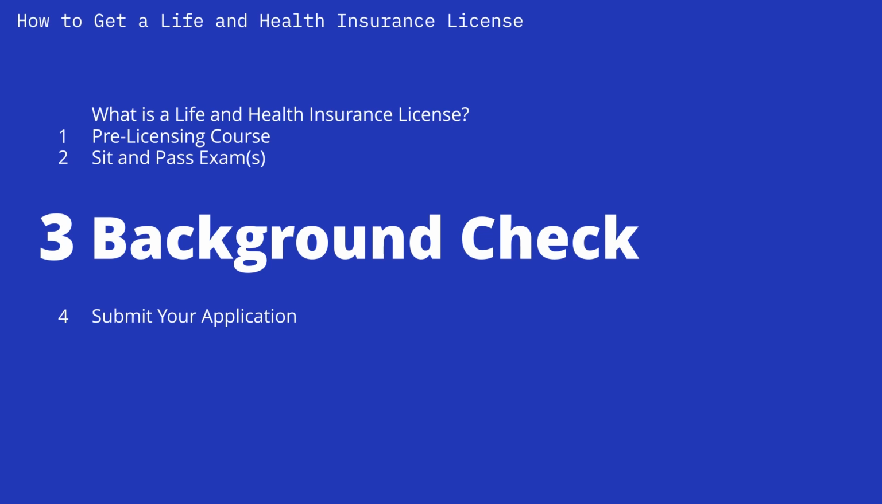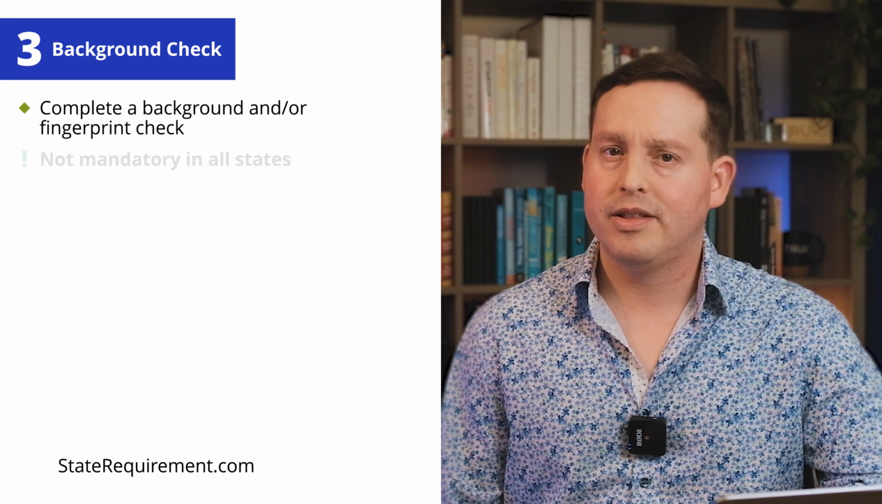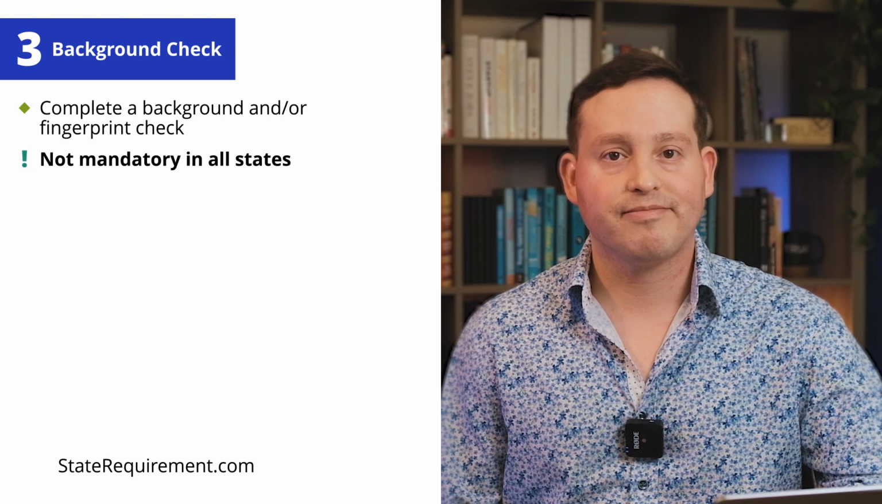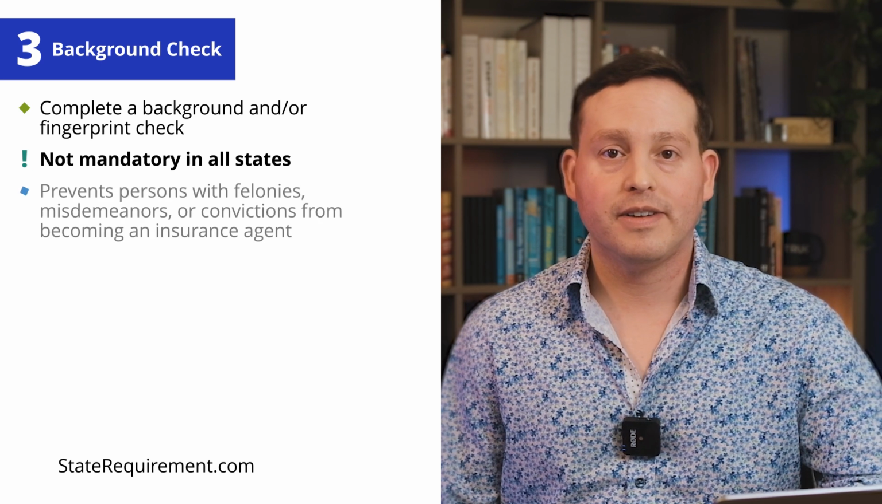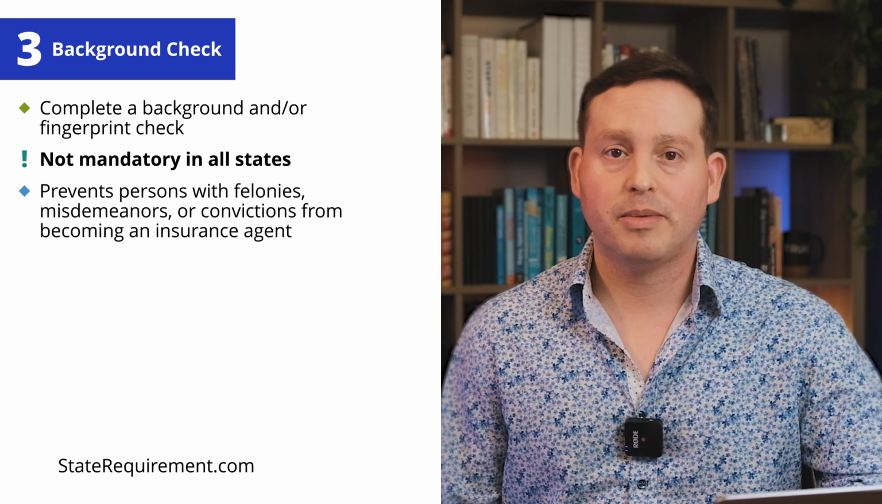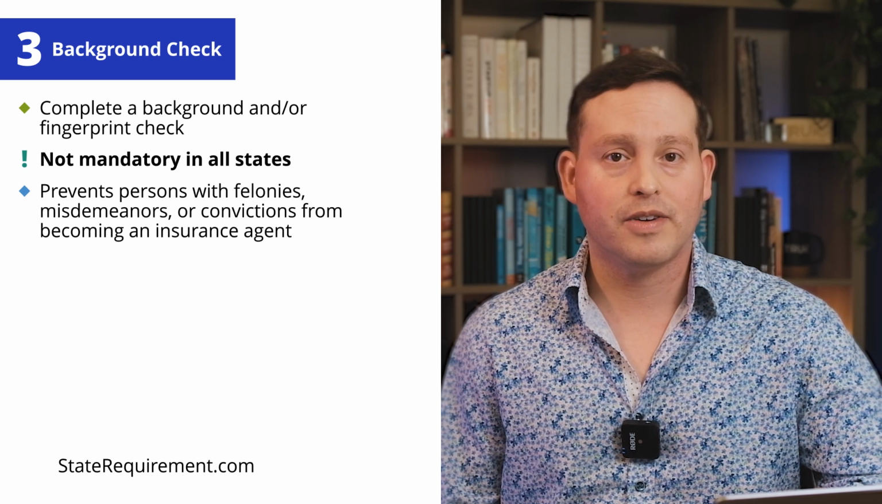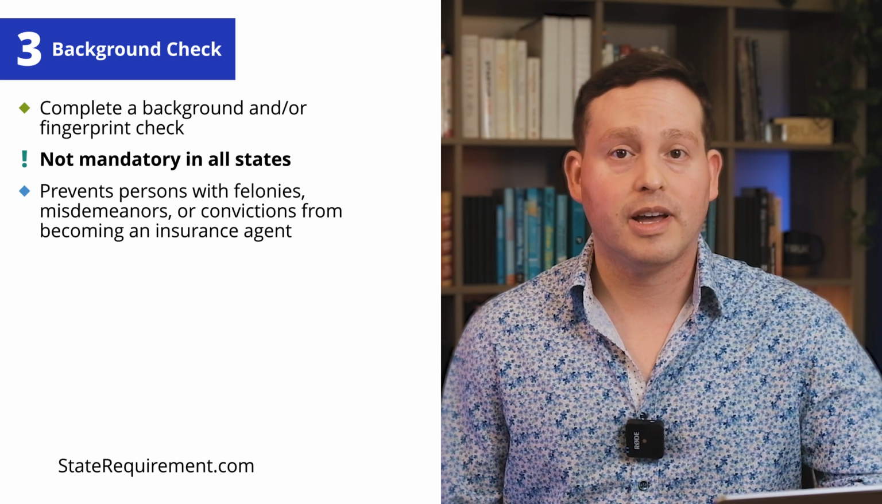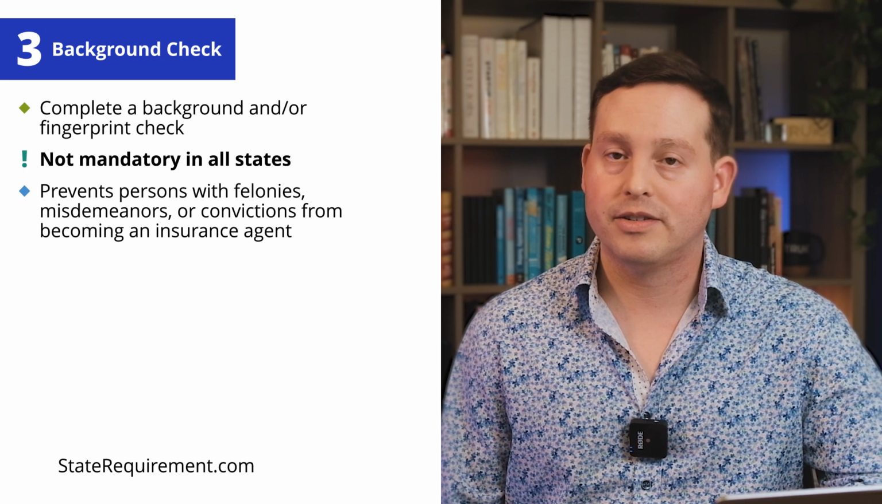Step 3. Complete a background check. After successfully passing your jurisdiction's life and health exam, the next step is often completing a background and/or fingerprint check, though this isn't mandatory in all states. This is to ensure persons with prior felonies, misdemeanors, or convictions, particularly those related to dishonesty or fraud, are not able to access a role with the high potential degree of harm of an insurance agent.